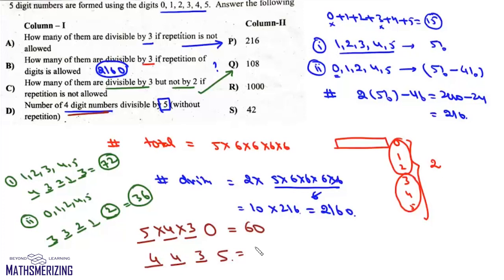12 into 4 is 48, which again gives 108. So this D also matches with Q.